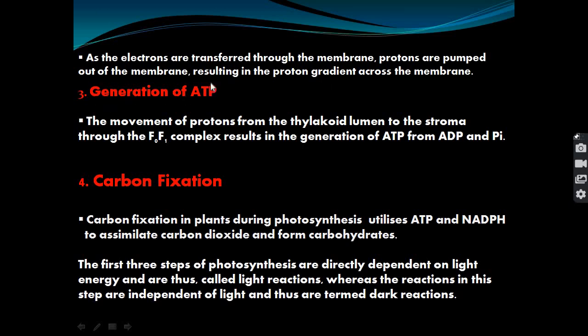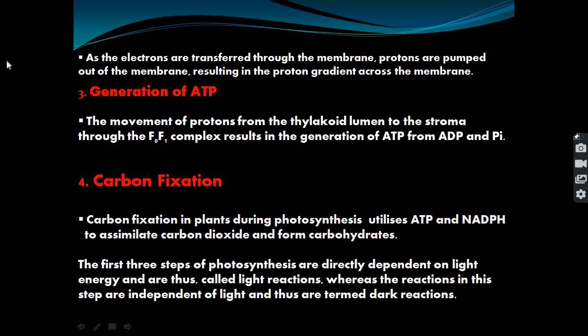The third step is generation of ATP. During the movement of protons from outer to inner membrane, from thylakoid to stroma, through a complex called the F0 F1 complex, ATP is generated from ADP and inorganic phosphate.